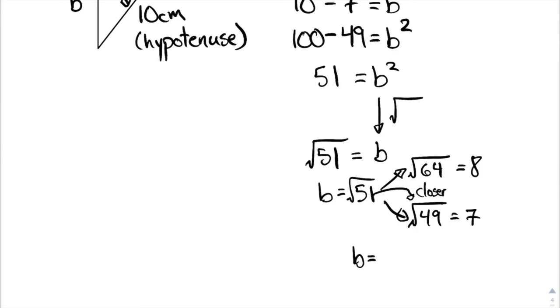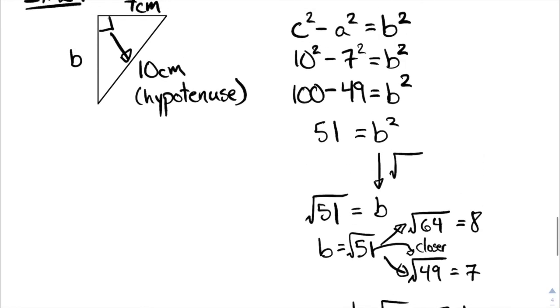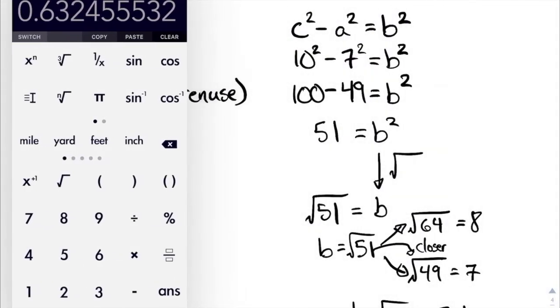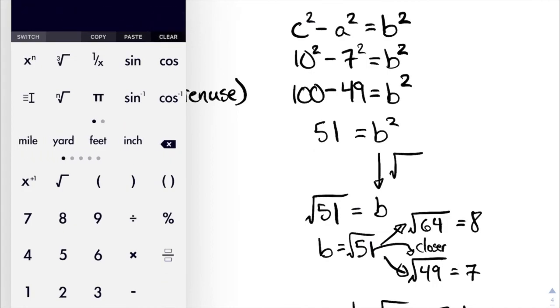I'll say b is equal to the square root of 51, which is about equal to 7.1 centimeters. And now we have our answer. I can check it with a calculator to make sure. Square root of 51 is 7.14. Close enough.